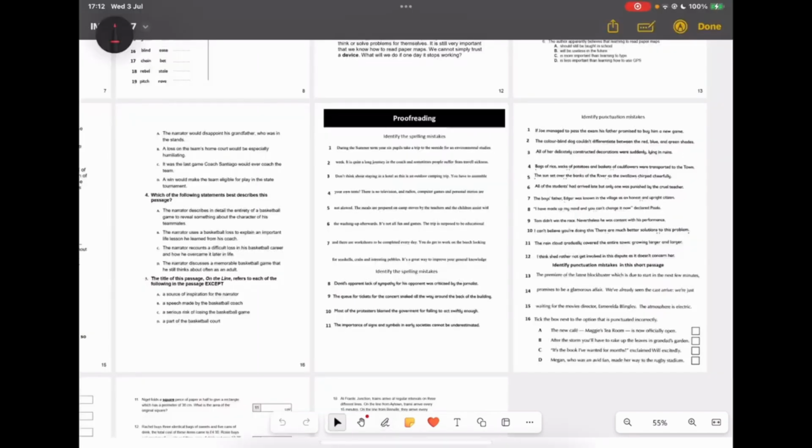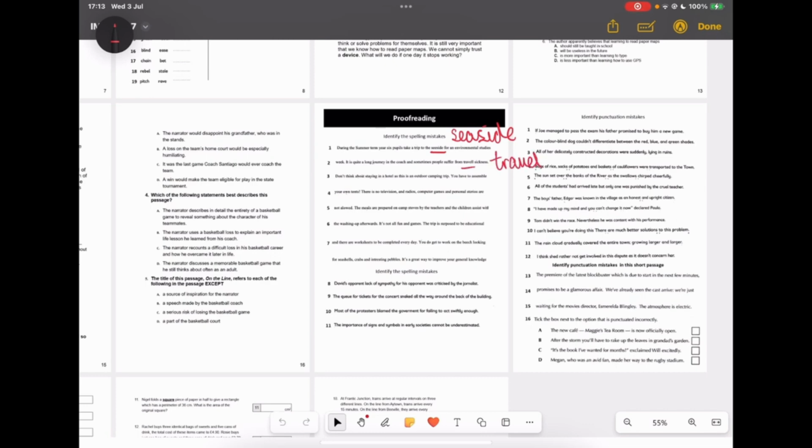Okay. Proofreading. Identify the spelling mistakes. So, during the summer term, Year 6 pupils take a trip to the seaside for an environmental studies week. So this one is going to be seaside, because it should be spelled S-E-A-S-I-D-E. So replace the second D with an A. Okay. Then, following this, it is quite a long journey in the coach, and sometimes people suffer from travel sickness. So travel should be spelled with one L.